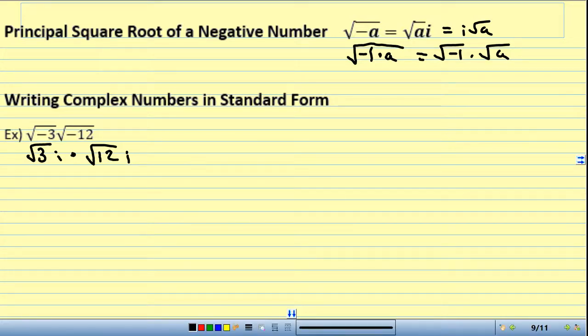So when I do that, I can multiply these out. So what I have is the square root of 3 times 12, 36, and i times i squared. The square root of 36, you should already know that's 6. And i squared, well, that's -1. So my answer is -6. And there you go.